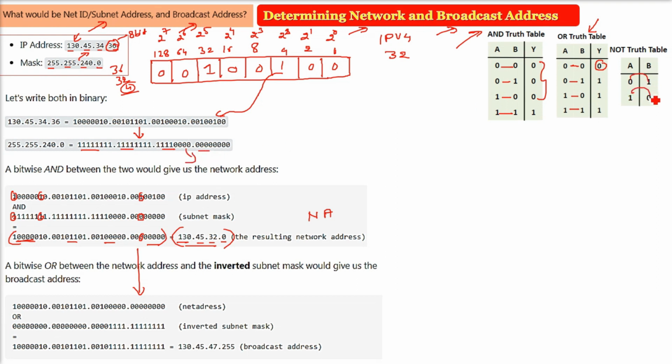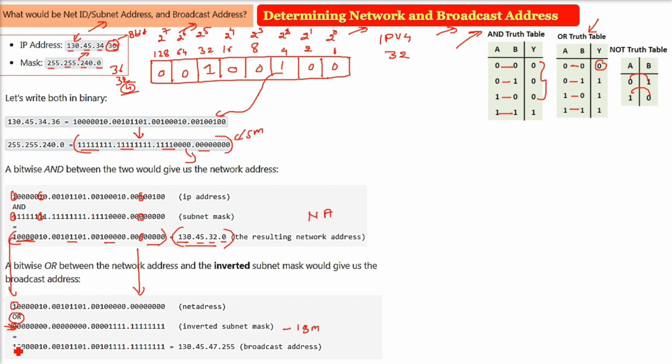And the second one is the inversion of the mask, that is 1 to 0, 0 to 1. So the subnet mask has to be inverted. The network address you have found out has to be kept the same, but the subnet mask has to be inverted. And then you have to OR these two. In OR, whenever you have two zeros, you will get 0, otherwise you will always get a 1.